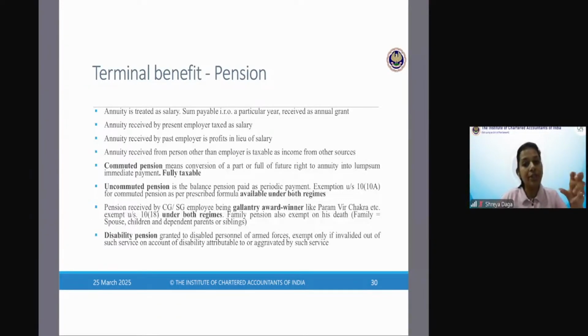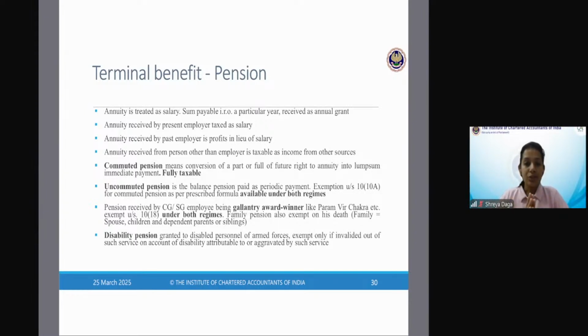We did what pension is, what is commuted pension. That is, if you want to get one lump sum part, the whole pension is determined for you. You want to receive a part of it in lump sum today based on the present value of future annuity. That is commuted pension. And the other part you want to receive yearly after your retirement, like how it is normally. That is uncommuted pension.